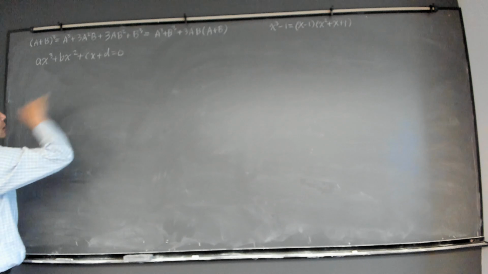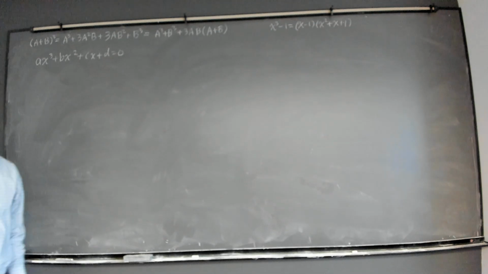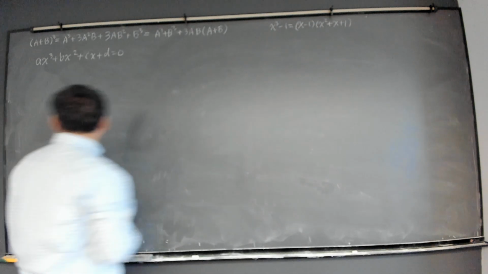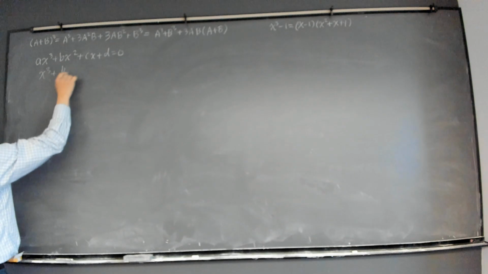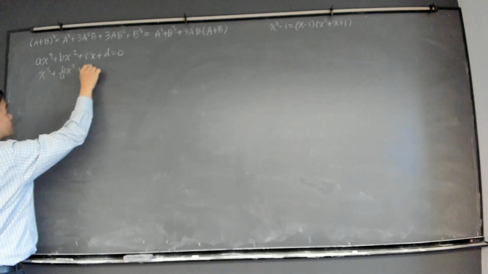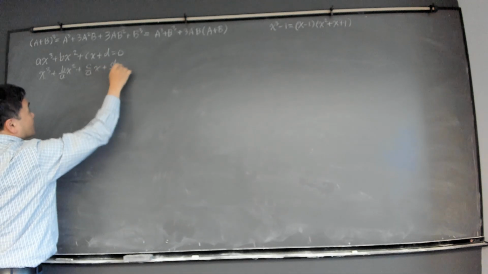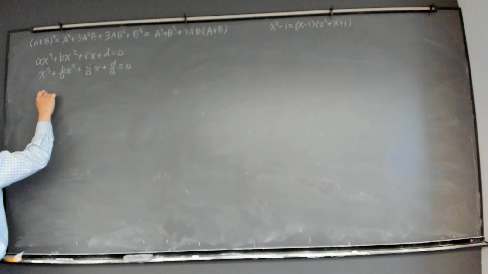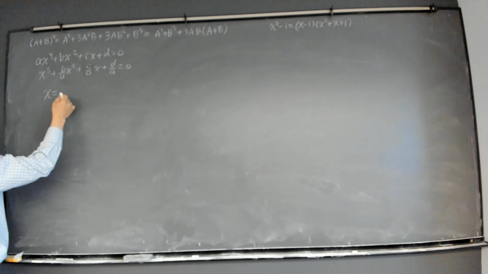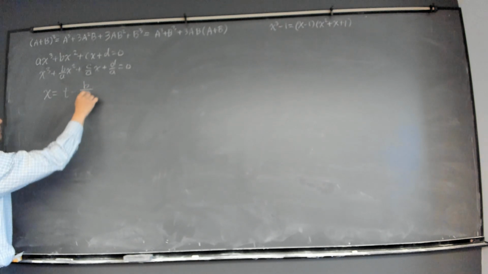If you're given any cubic equation, you can always change this into a form called the depressed cubic. And the depressed cubic is like this. You first divide everything by a. And then you say x is equal to t minus b over 3a.